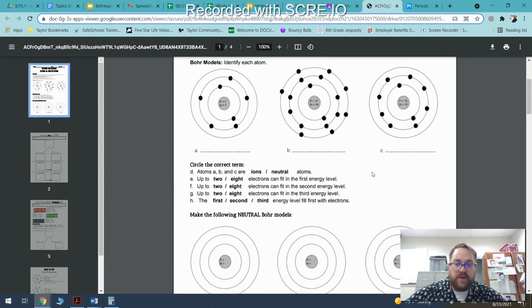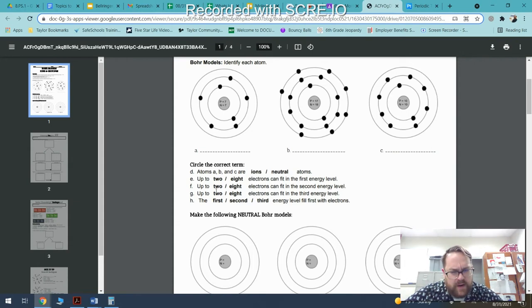Then you also need to determine, using these atoms, A, B, and C, whether they are ions or neutral atoms. If they're ions, that means they have an unequal number of protons and electrons, so they would have either a positive charge or a negative charge. If they are neutral, that means they're going to have an equal number of protons and electrons. So obviously all 3 will be the same, or else you wouldn't just be circling one option. So find out what that is.